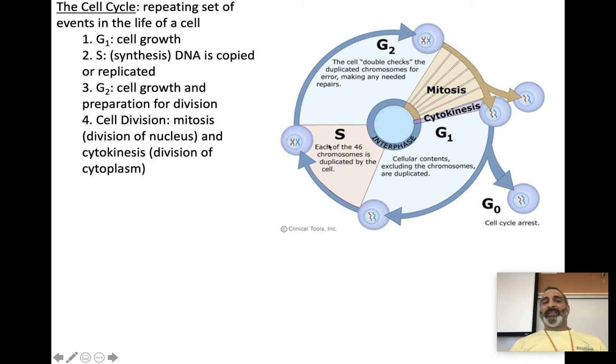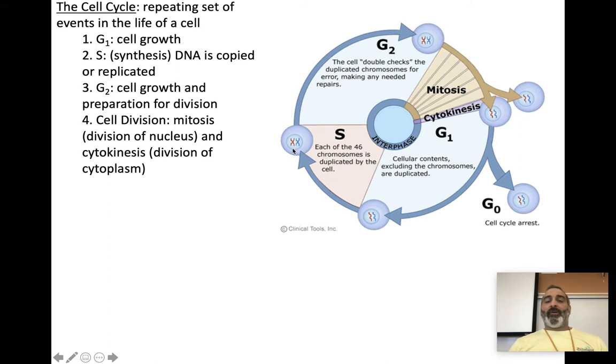S stands for synthesis, which means it's making a copy of its DNA. If you look here, they look like individual little chromatids. Each chromatid is different: there's a blue one and a red one. The blue one and the red one both copy their chromatid and make their sister chromatid, and now they are full-on chromosomes. That happens during the S part of the cell cycle.